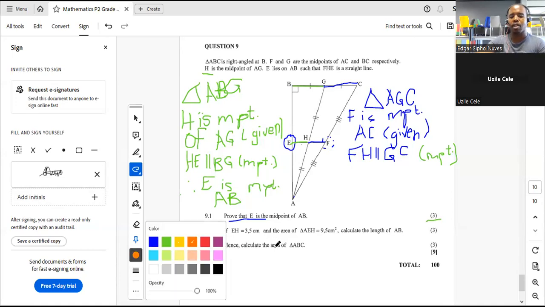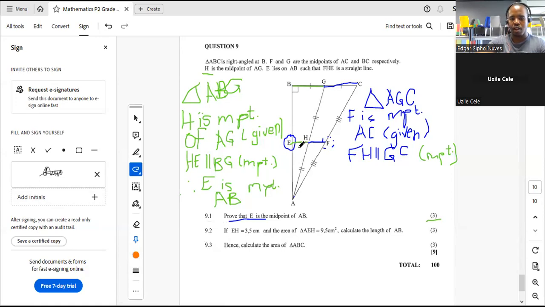Okay. These other questions are a little bit easier. Let me just choose a darker color. It says if EH is this one. What I always advise is redrawing, because I redrew my triangles when I did this question. If they tell you EH is 3.5 centimeters, and the area of triangle AEH is 9.5 squared centimeters, calculate the length of AB. All right, cool. Not a problem.